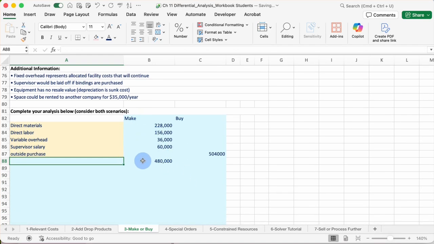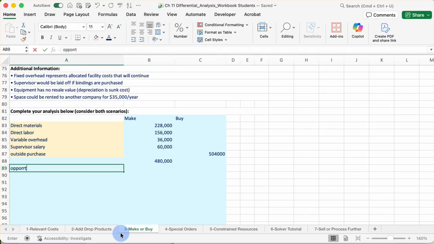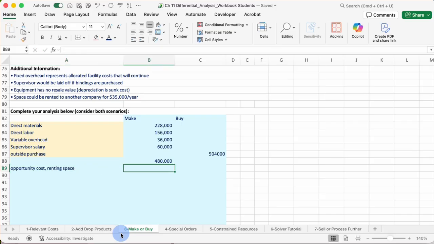So now when we see it like this, we see that in total it would cost us $504,000 to buy the bindings or $480,000 to make them. So with that information alone, at this point we're saying we should make them. Then we also have to add in the opportunity cost of renting the space, which was $35,000.